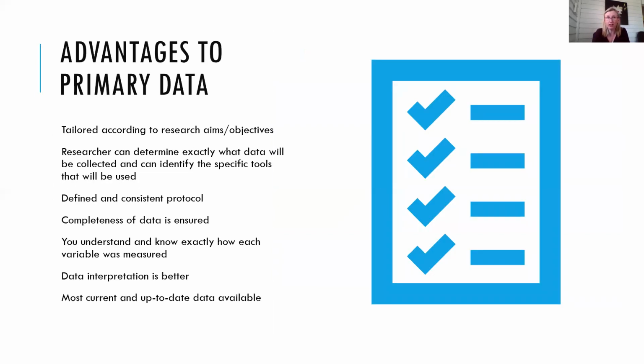Now, collecting our own data, obviously lots of advantages here. It is tailored to our own research aims and objectives, and I can determine exactly what data will be collected and how it will be used. I can ensure how complete that data will be, whereas if I rely on a police agency, they might miss things and don't care as much as I as a researcher would. Data interpretation for primary data is always a bit better because you have in mind as the researcher exactly what you need to analyze and where you want to go and the questions you want answered by that data.